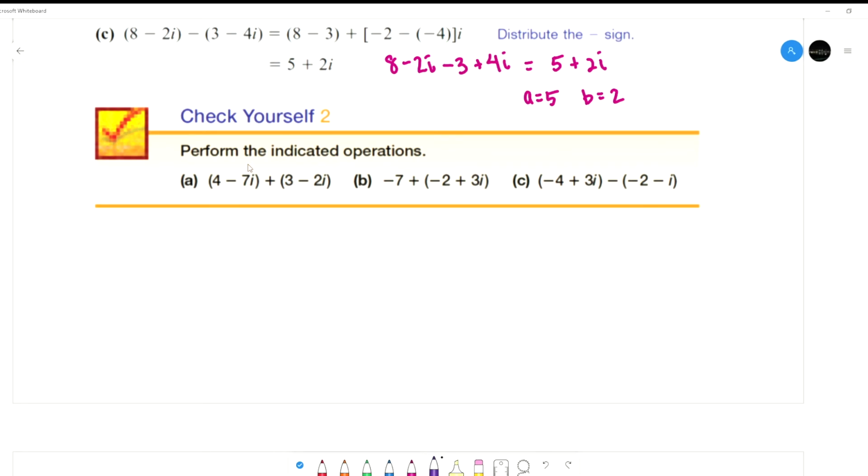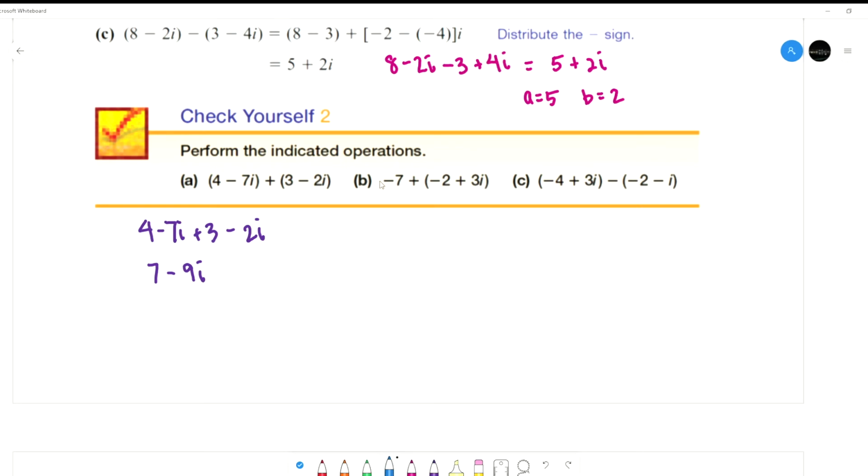Let's remove the parentheses, right? So the first one, or actually both of them, we could just remove. They're both positive. So we have 4 minus 7i plus 3 minus 2i. So combine the real parts. 4 plus 3 is 7. Negative 7i minus 2i is minus 9i, right? So the real part is 7. The imaginary part is negative 9.